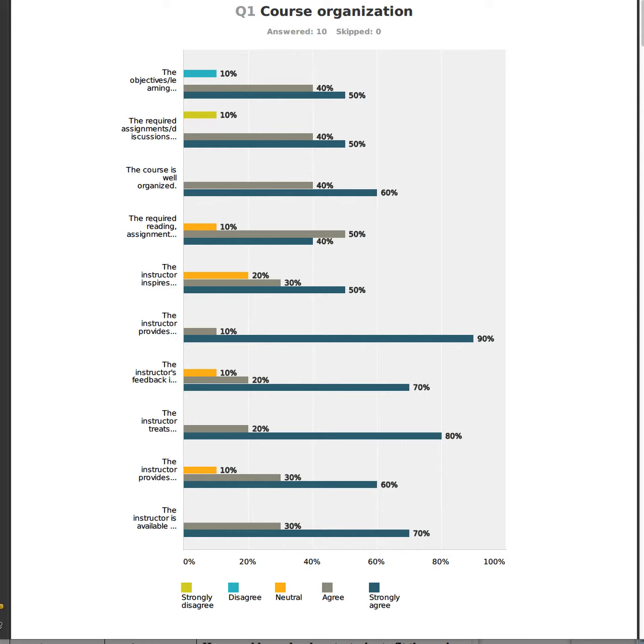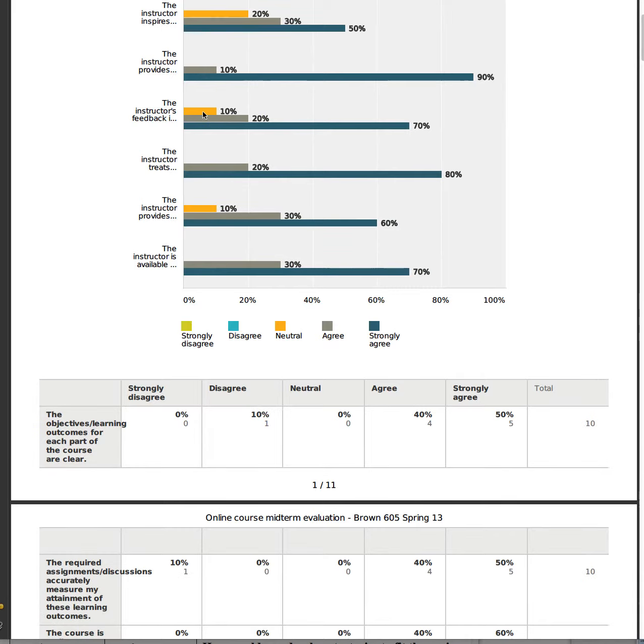Okay, so the first questions asked primarily about course organization, and you can see here at a glance that in general, the responses were quite strong. These orange here are neutral students. We have a couple of outliers right here in terms of the required assignments and discussions contribute to my learning.